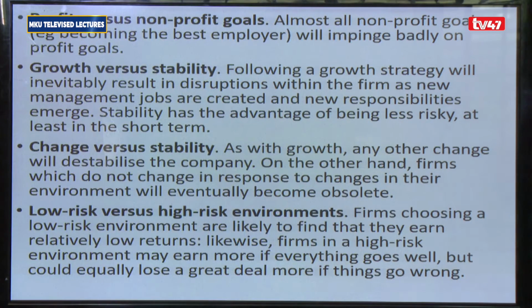The other conflict is profit versus non-profit goals. Most organizations would like to make profit, but we also have non-profit goals, for example, being the best employer. How do you balance between making profit and being the best employer? If you focus on both, there will be a conflict. Being the best employer means you pay your people well and give them other benefits that will also cost you money, and consequently reduce your profit. So that becomes a conflict.